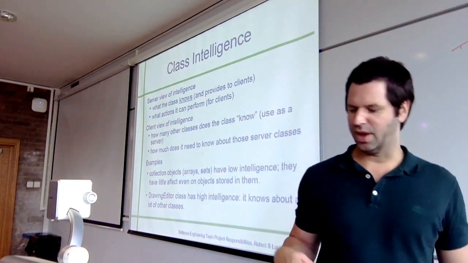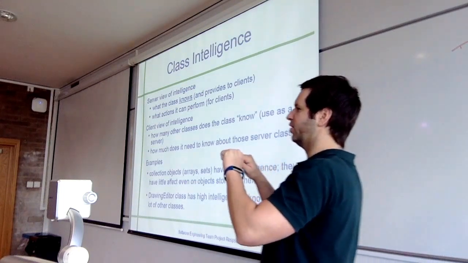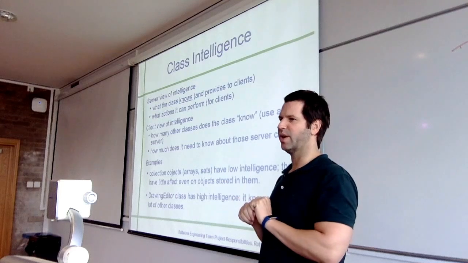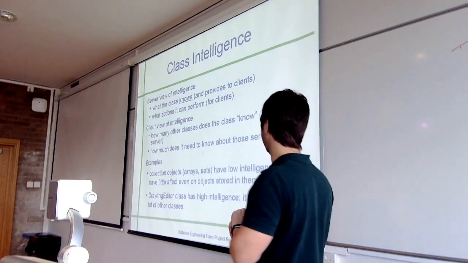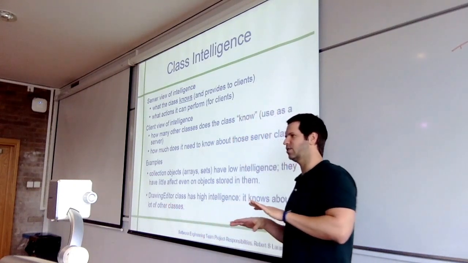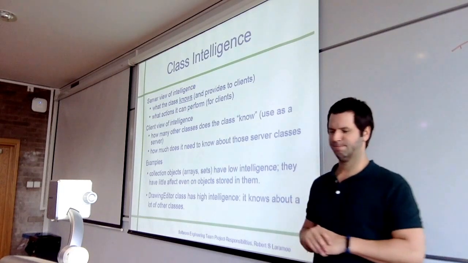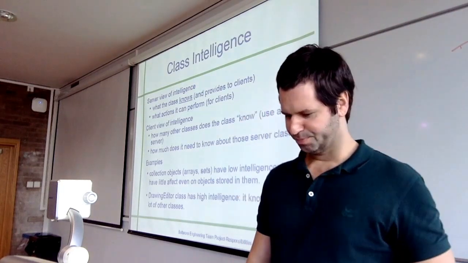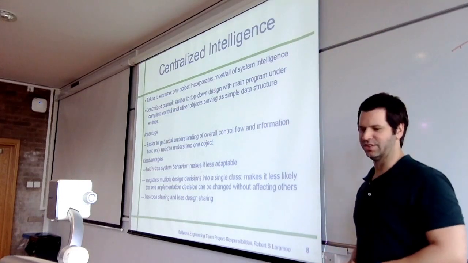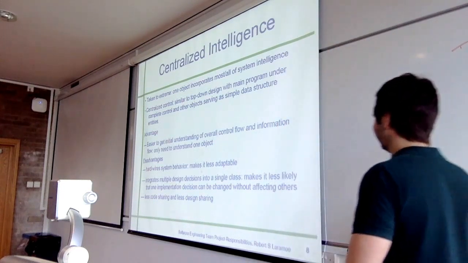The example that we keep coming back to, this drawing editor, a piece of software to draw figures in, like rectangles and squares and circles, has high intelligence. So it knows about a lot of other classes. It needs to coordinate lots of other classes. And one from the CIA, Central Intelligence Agency, without the agency: Centralized Intelligence.